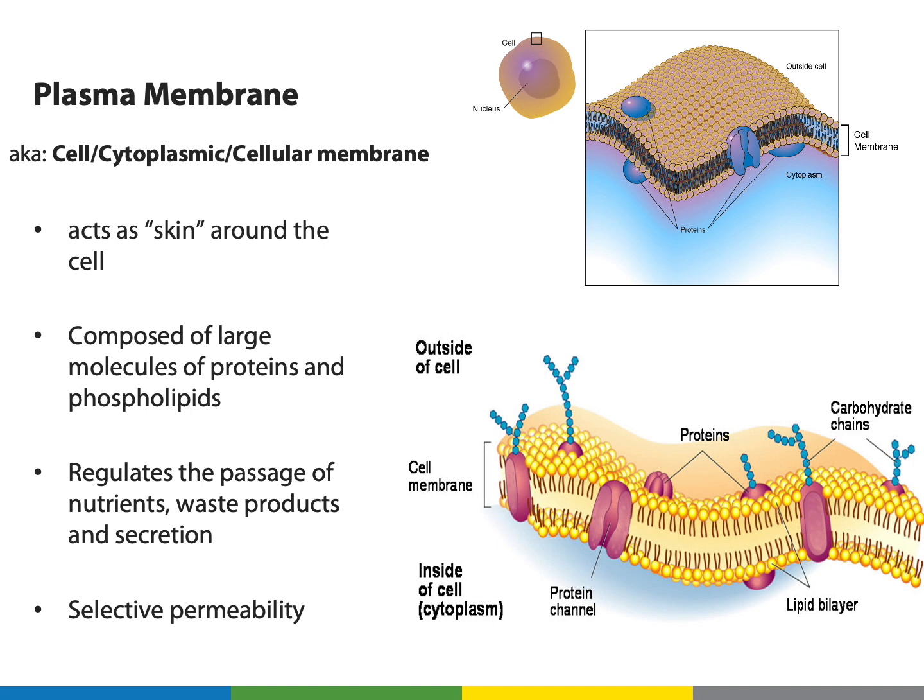Structurally, your cell membrane or plasma membrane is a mosaic composed of large molecules of proteins and phospholipids. These phospholipids are certain types of fats. The cell membrane regulates the passage of nutrients, waste products, and secretions into and out of the cell. Because the cell membrane has the property of selective permeability, only certain substances may enter and leave the cell. The cell membrane is also similar in structure and function to all of the membranes found in eukaryotic organisms.